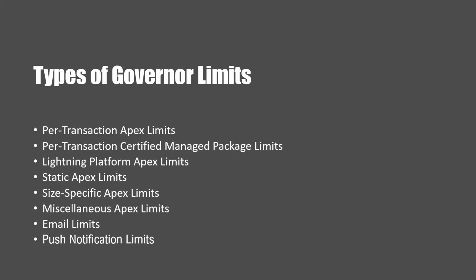In addition to these standard governor limits, there are also email limits, which relate to the number of emails that you can receive and send, as well as the size of those emails. Push notification limits: an org can send up to 20,000 iOS and 10,000 Android push notifications per hour.